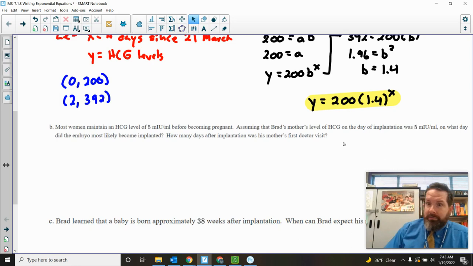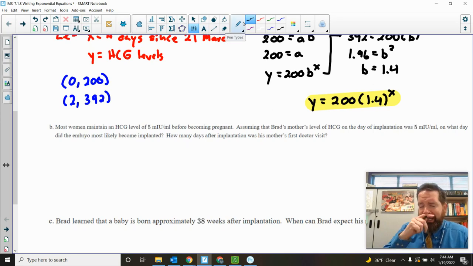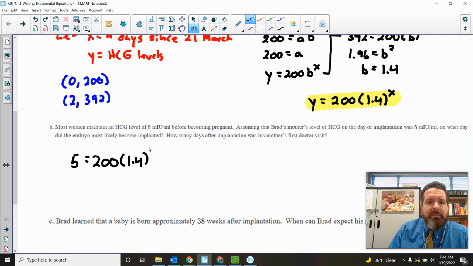So here we go. Let's take that HCG level, which is a Y. Let's get a pen here. The older version of this program had separate buttons for pen and highlighter. I forget that sometimes. Okay, put 5 in for the Y. Set that equal to our equation. Now we're simply going to solve for the X. So a division, 5 divided by 200. I hit the wrong button. There we go, 0.025.